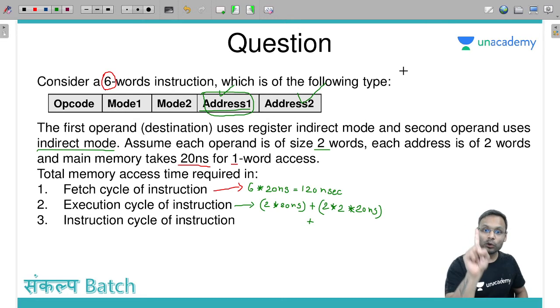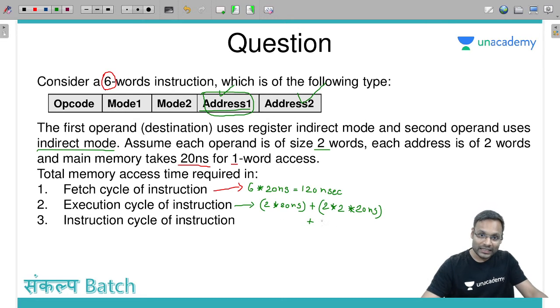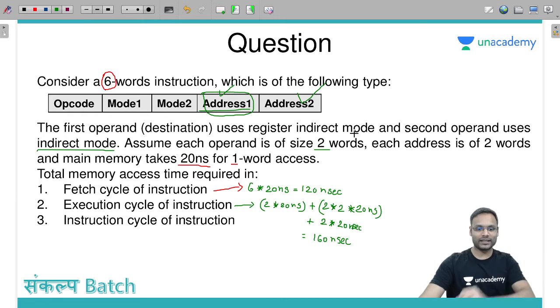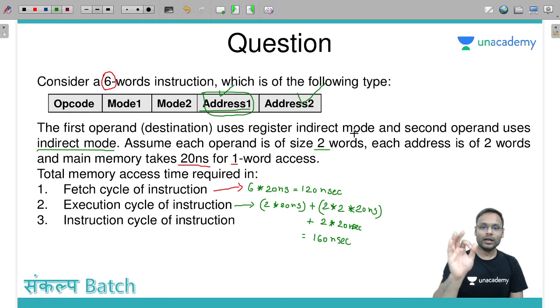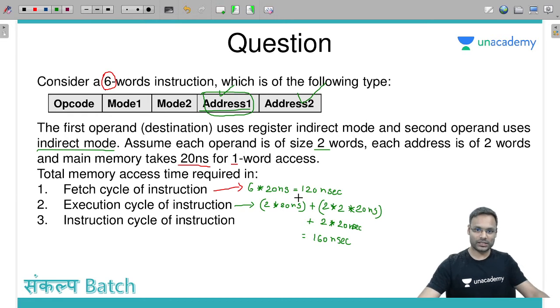Register indirect mode, only one memory access of 2 words. Yes, 2 into 20 nanosecond. Answer will be 40 plus 80. कितना होगा बताओ टोटल? बताओ भाई. 160 nanoseconds. Total 160 nanoseconds for execution cycle.